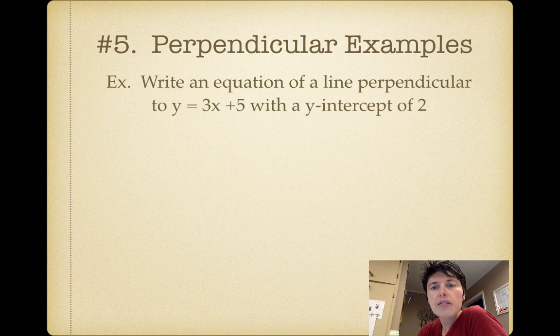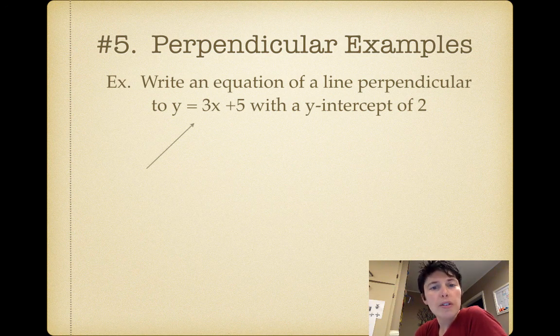So a perpendicular example would be something like this. Write an equation of a line perpendicular to y equals 3x plus 5 with a y-intercept of 2. Again, pause the video and give this a try and see if you get it right. Okay, so here's what you're going to do.